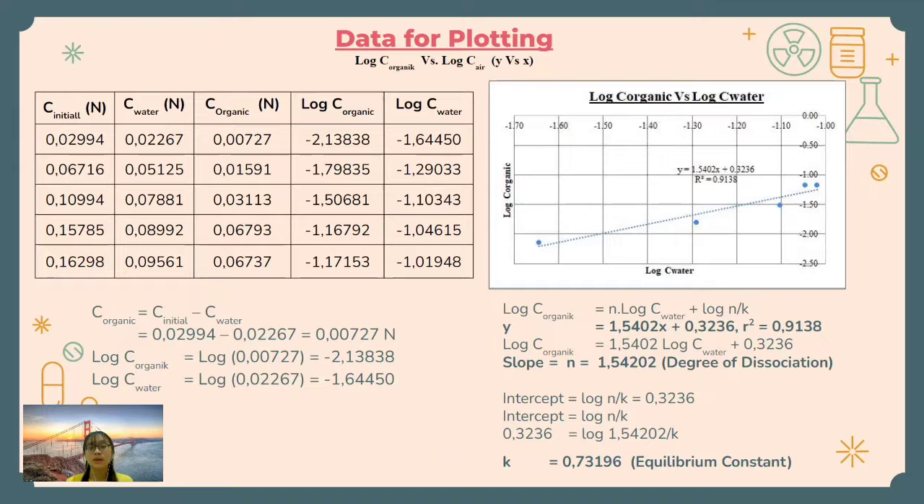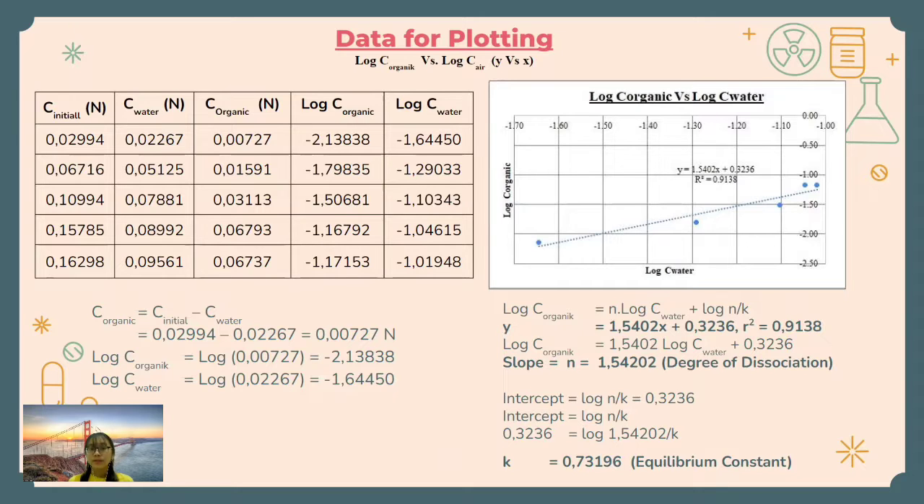In obtaining the values K and N, the distribution law can be used, where the regression equation is: logarithm of organic concentration equals N, the dissociation multiple, times the logarithm of water concentration, plus the logarithm of K, the equilibrium constant. Organic concentration can be obtained through the difference between the concentration of acetic acid before extraction and after extraction. The results of the organic concentration calculation are attached in the table on this slide.